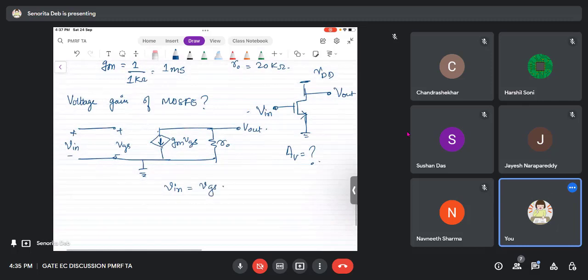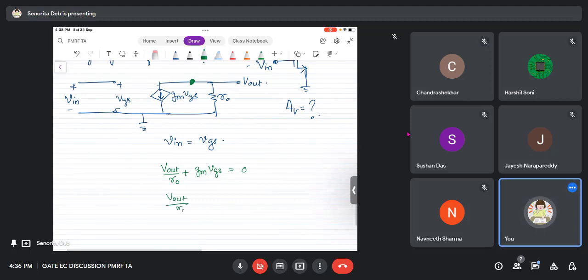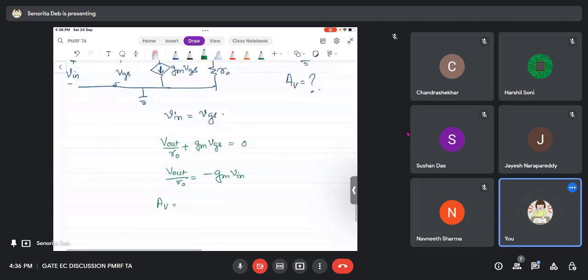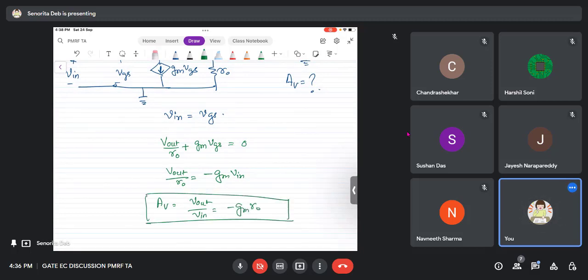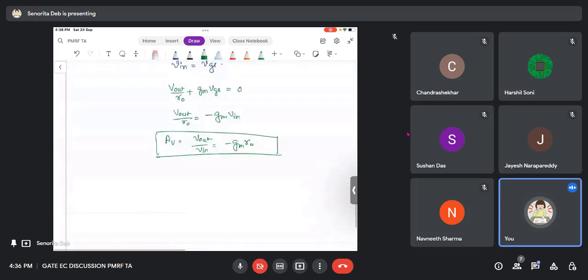So now what will happen? V in is equal to VGS. Now let us apply KCL at V out. It will be V out by R naught plus GM VGS equals 0, right? Now you just put the value. V out by R naught is minus GM VGS. In place of VGS I am writing V in. Therefore AV, which is V out by V in, is minus GM R naught, right? This is the voltage gain of the MOSFET.